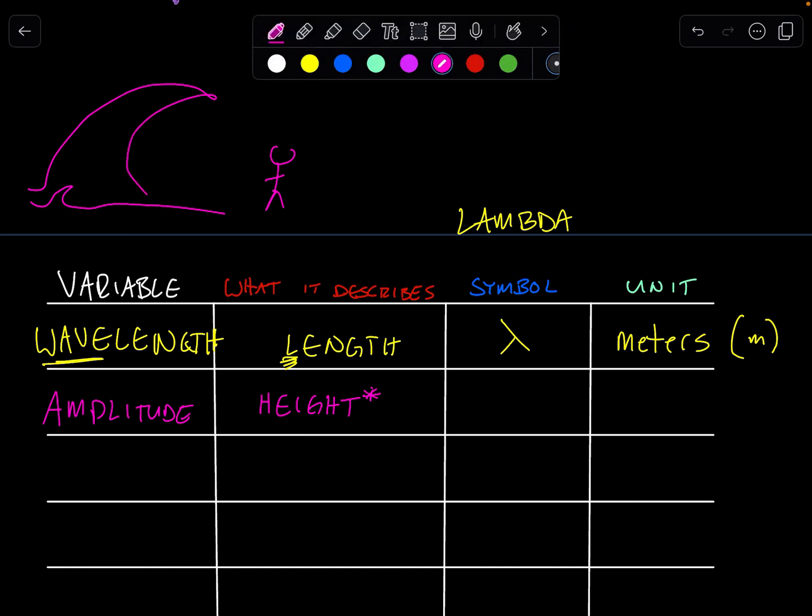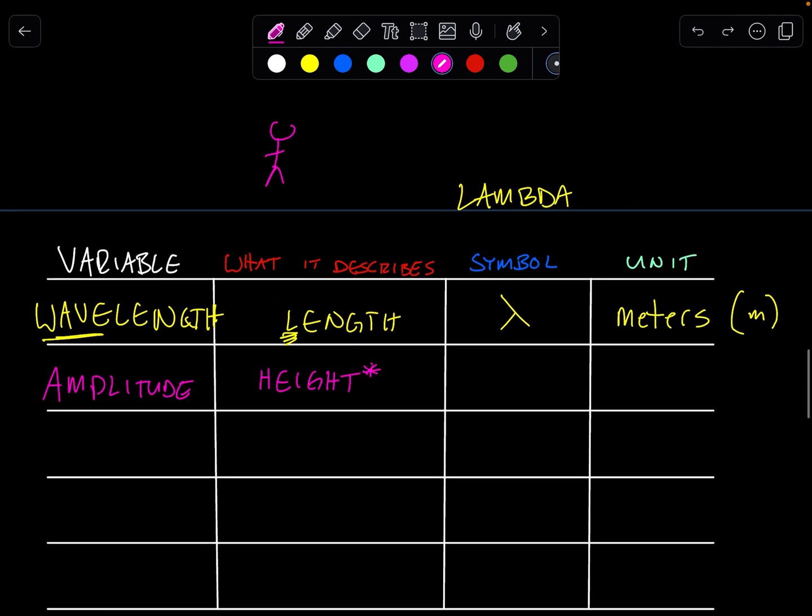The height of this thing is going to determine how much energy it's carrying if it's transverse. If it's longitudinal, we'll worry about that later. But because it's a height, we're going to measure this in meters as well. And the symbol for this is just going to be a capital A. Again, this is just going to be for transverse. For longitudinal waves, it's something different.